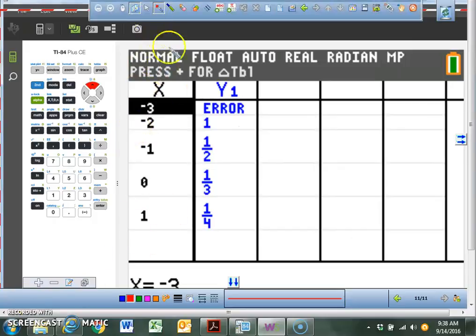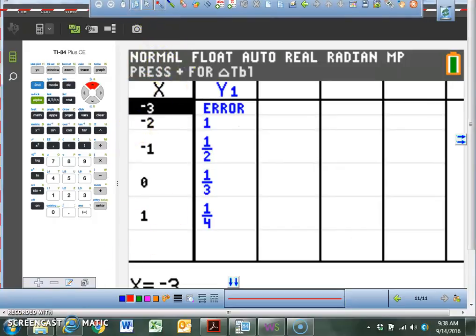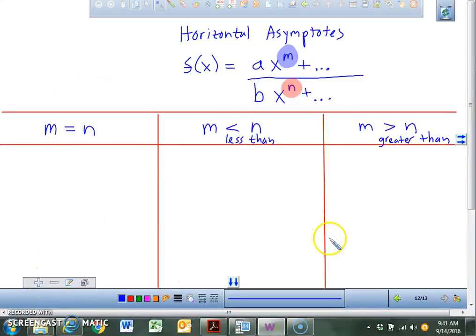The main thing we're going to cover today is how to locate your horizontal asymptote. We talked about vertical asymptotes yesterday. Today we're going to talk about horizontal asymptotes. So I'm going to pause it. You're going to make a chart. All right, so here we go.